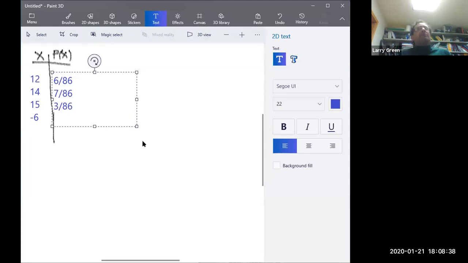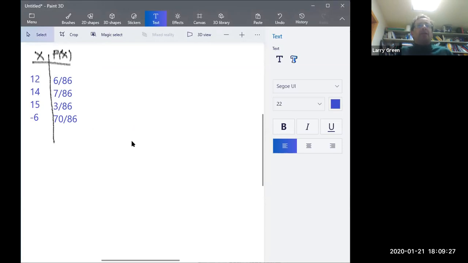How do you find out the probability of losing $6? What do y'all think? Yeah, what we do is we subtract from 1, right? Because remember, all the probabilities together have to add to 1. So I'm just going to write it as a fraction, 86 over 86, minus 6 over 86, minus 7 over 86, minus 3 over 86. Or I can add up 6, 7, and 3, and you get 16. 86 minus 16 is 70. So you get 70 over 86. And that's going to be the probability of losing that $6. Any questions so far?